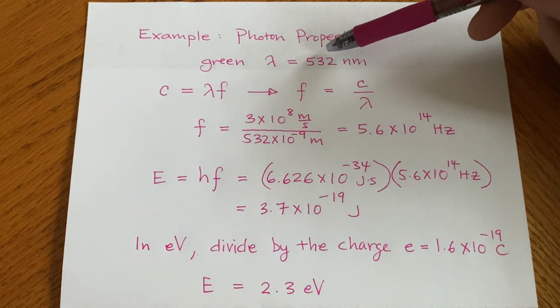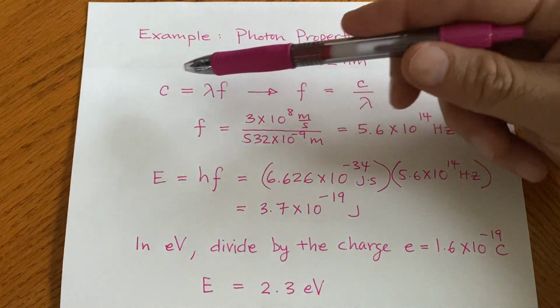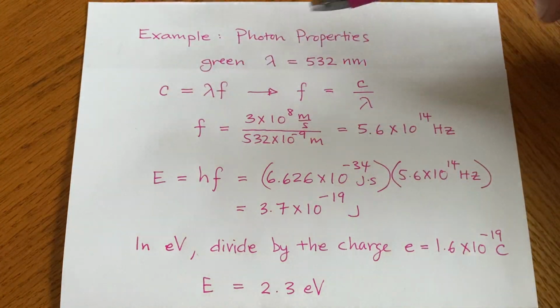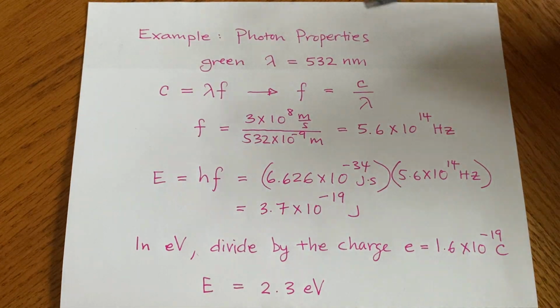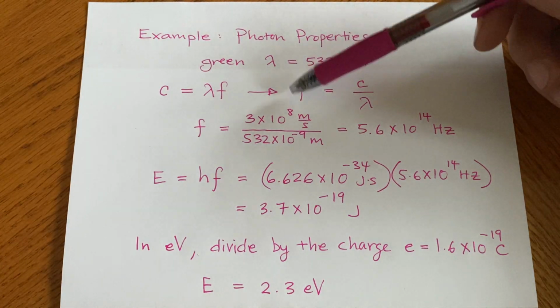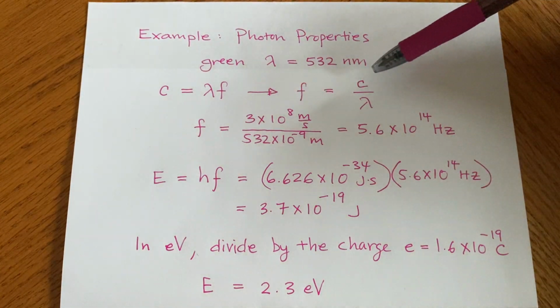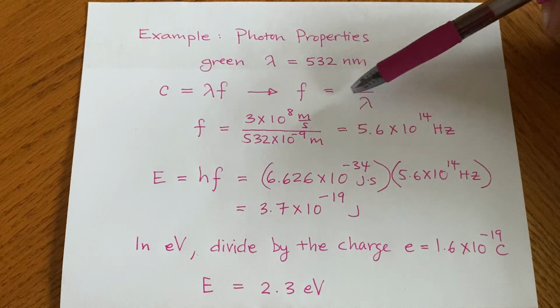From this information, we can get its frequency because we know that speed is wavelength times frequency. That was true for sound waves, it's true for any waves. We can apply it here for photons as well. And that means the frequency is going to be the speed of light divided by wavelength.